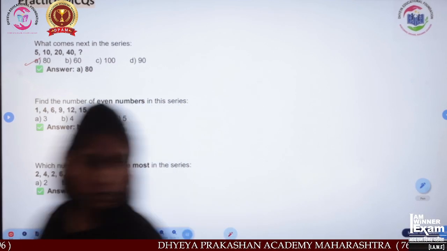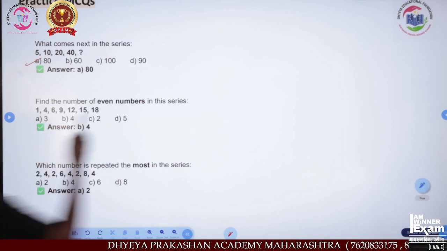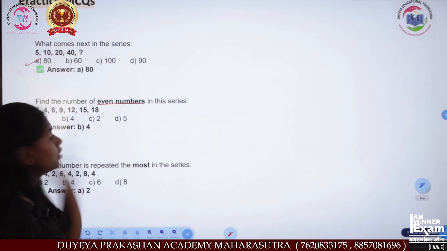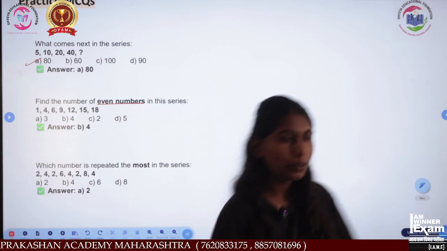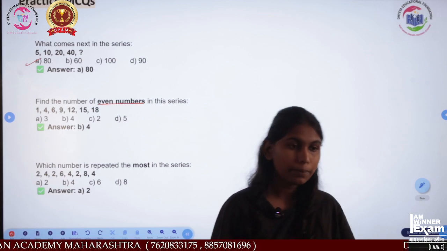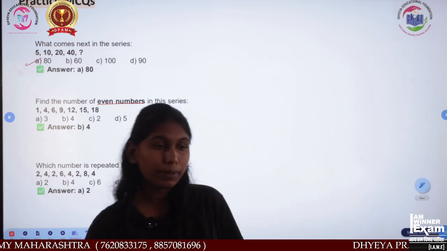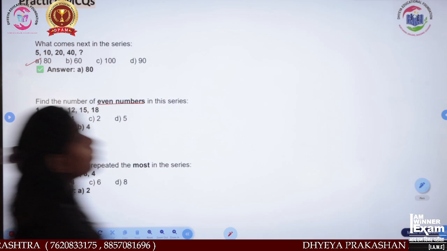Read the next MCQ, that is, find the number of even numbers in this series. Now you have to find the even numbers from the given series. What is meant by even numbers? Even numbers are the numbers which get divided by 2.